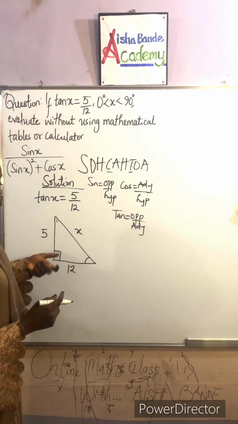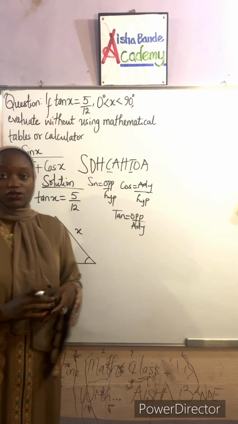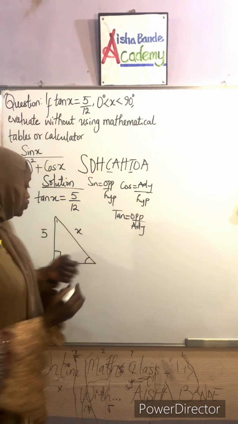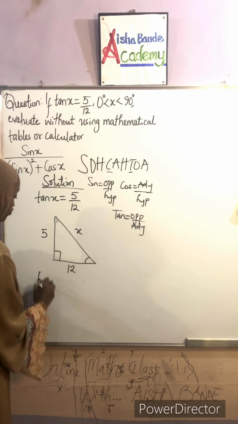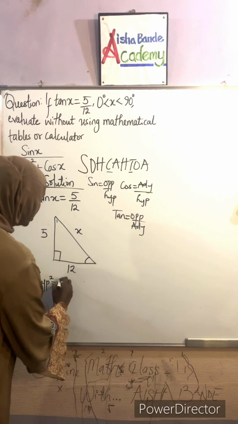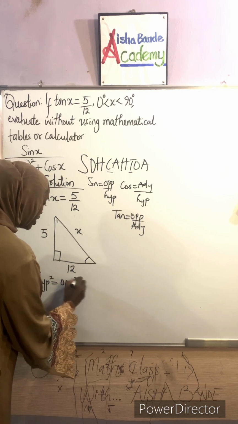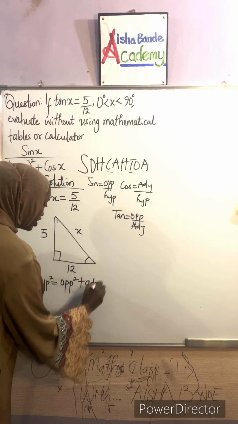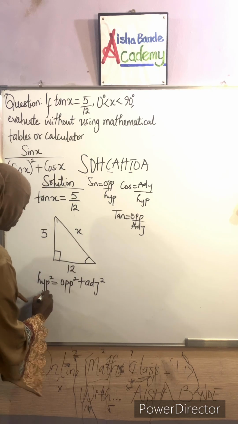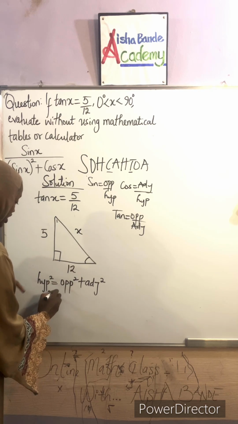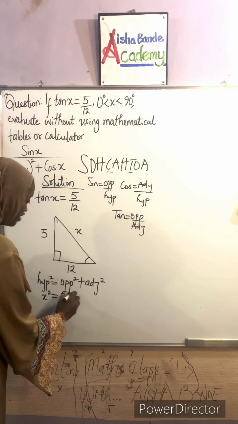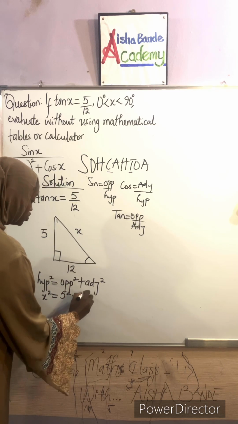So from here, all we need to do to get the value of the hypotenuse is for us to apply the Pythagoras rule, which states that the square of the hypotenuse is equal to the sum of the squares of the other two sides, which is opposite squared plus the adjacent squared. So from here, we put in the values. So we have the hypotenuse, which is the value we are looking for. We called it x. So we have x squared is equal to the opposite, which is 5 squared, plus the adjacent, which is 12 squared.